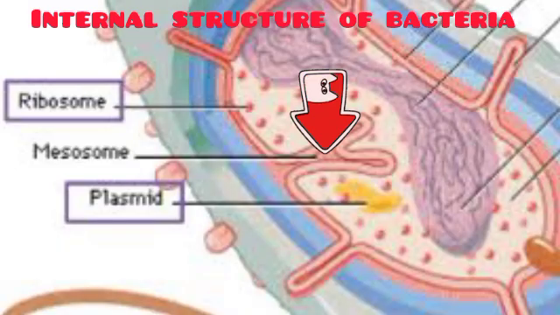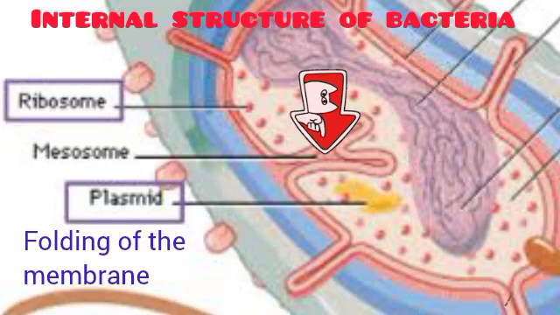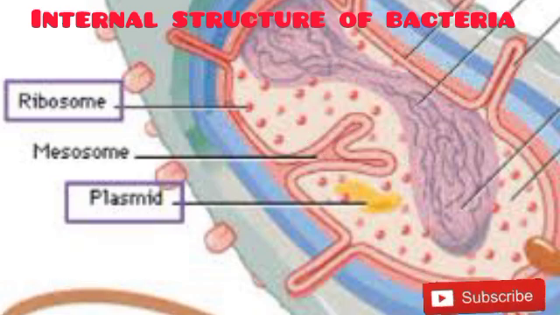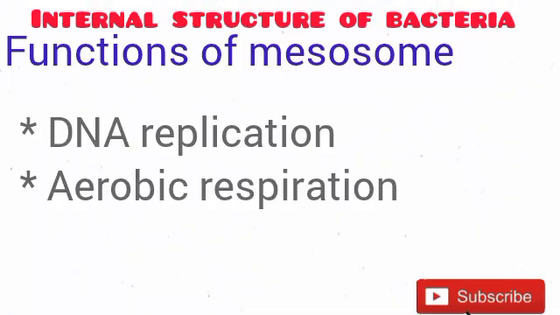The next organelle that we're going to discuss is the mesosome, which is actually an invagination of the plasma membrane in bacterial cell, as you can see from the diagram. Mesosome increases the surface area of the cell, playing a role in aerobic respiration. It should also be noted that mesosome is the site for chromosome replication as well as oxidative phosphorylation.